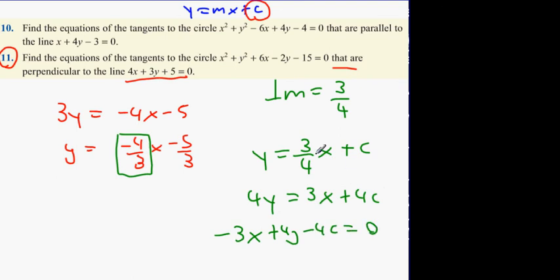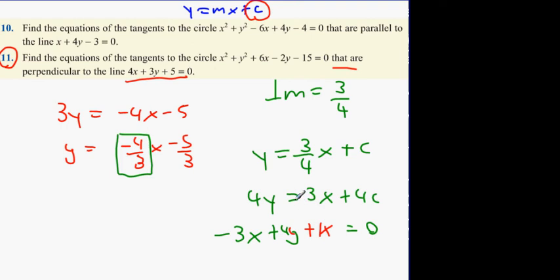What can we do with 4c? Just turn it into a plus k, because 4c represents a random number that we don't know yet, so we might as well just leave it as k. So I've now created a new line that is perpendicular to the old one.